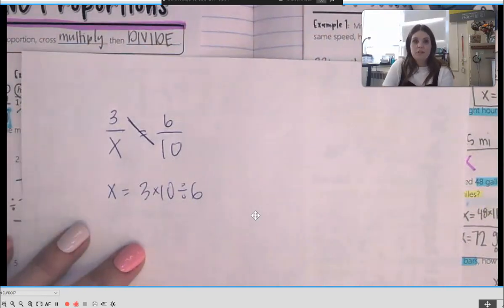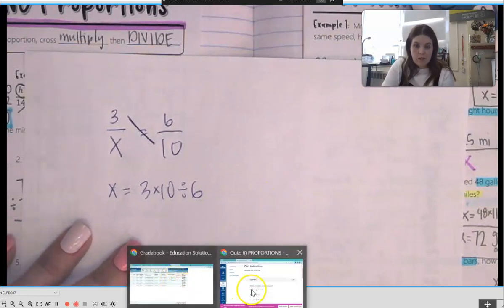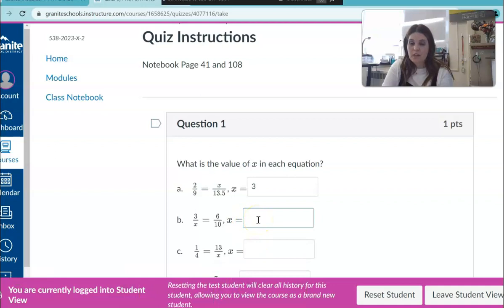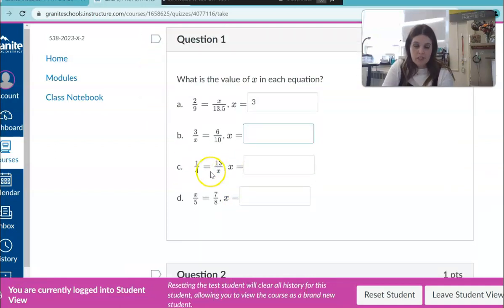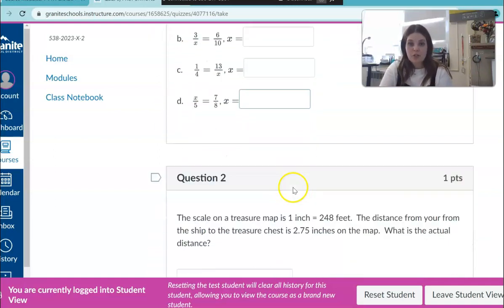So plug that into your calculator, and then that's what you will plug in for this x right here. Once you get down to C, or not C, D, but on C, even though there's a 1 here, you do it exactly the same. You're going to cross multiply, then divide by the leftover. On D, when you do it, you get a decimal. You get like 5.625 or something like that. That's not the answer, but you get one that looks like that. Just plug all of the decimal, the whole number that your calculator gives you into that x value there. So it doesn't matter that it's a decimal. So that is question 1.